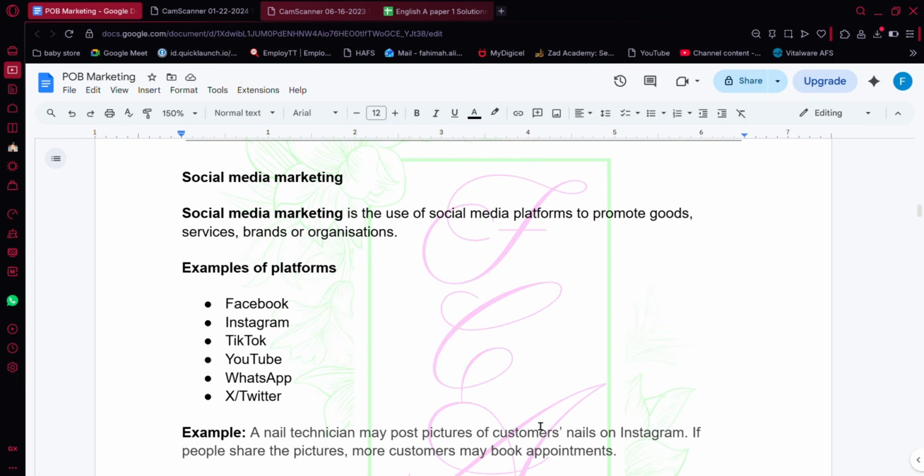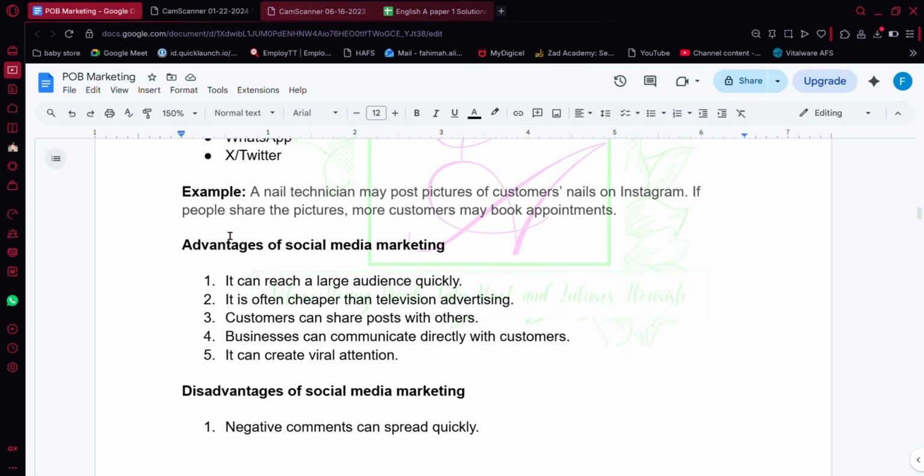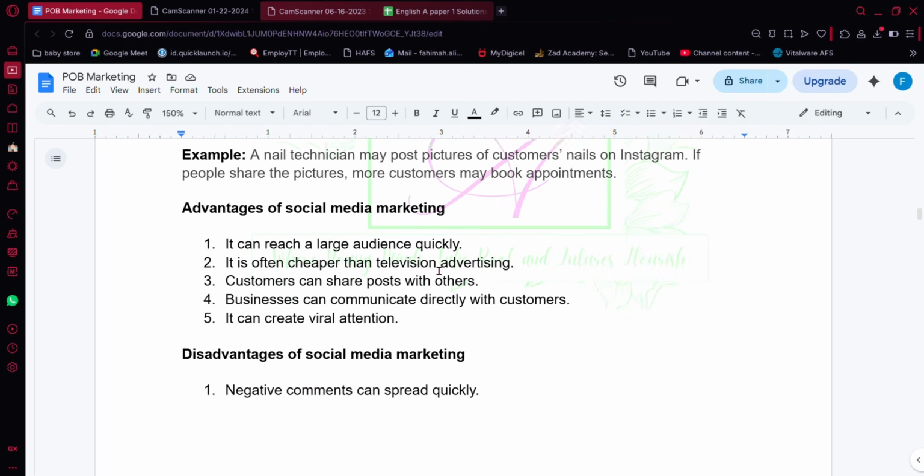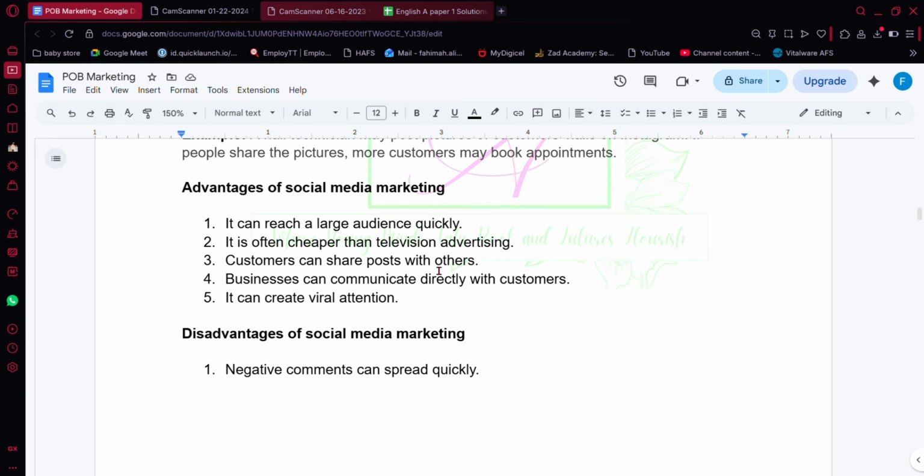Social media marketing is the use of social media platforms to promote goods, services, brands, or organizations. Examples: TikTok, Facebook, YouTube, Twitter. Advantages of social media marketing: it can reach a large audience quickly. It is often cheaper than television advertising. Customers can share posts with others. Businesses can communicate directly with customers. It can create viral attention.